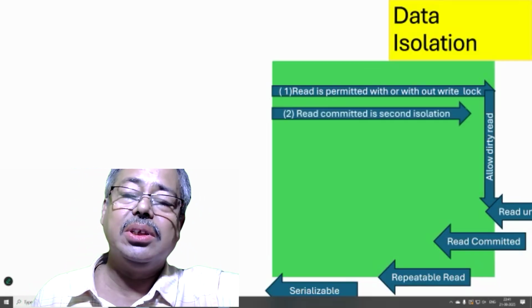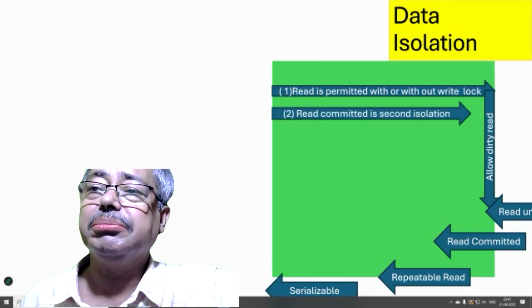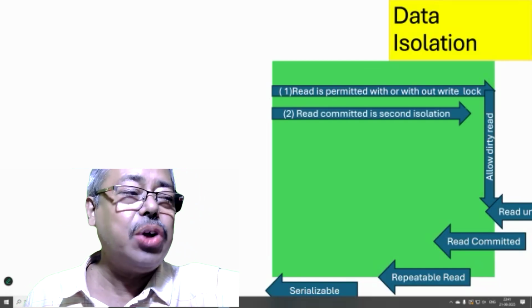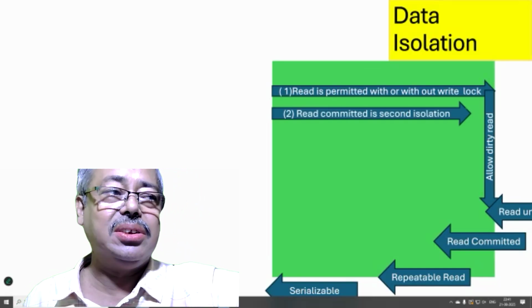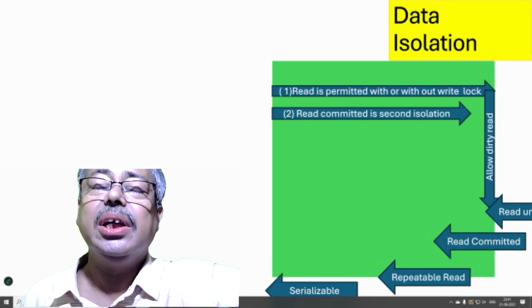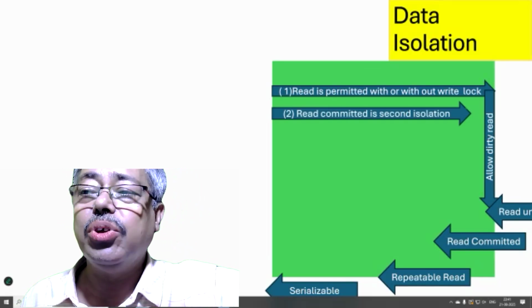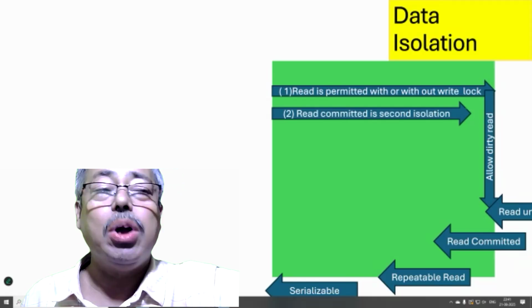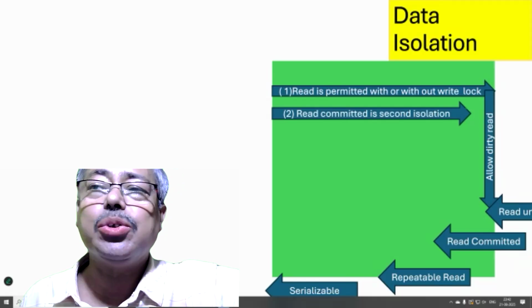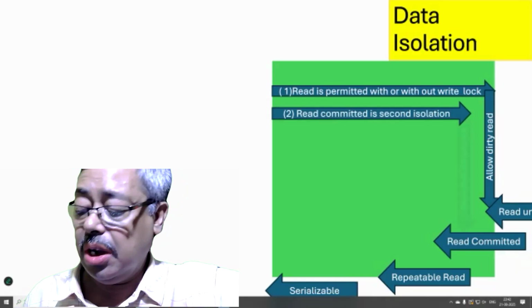Another read isolation is the second isolation. What is this? Now if the read is committed after writing, read is committed and it gives the perfect, accurate result of reading. It is read committed. It is called read committed isolation. This is number 2 isolation.